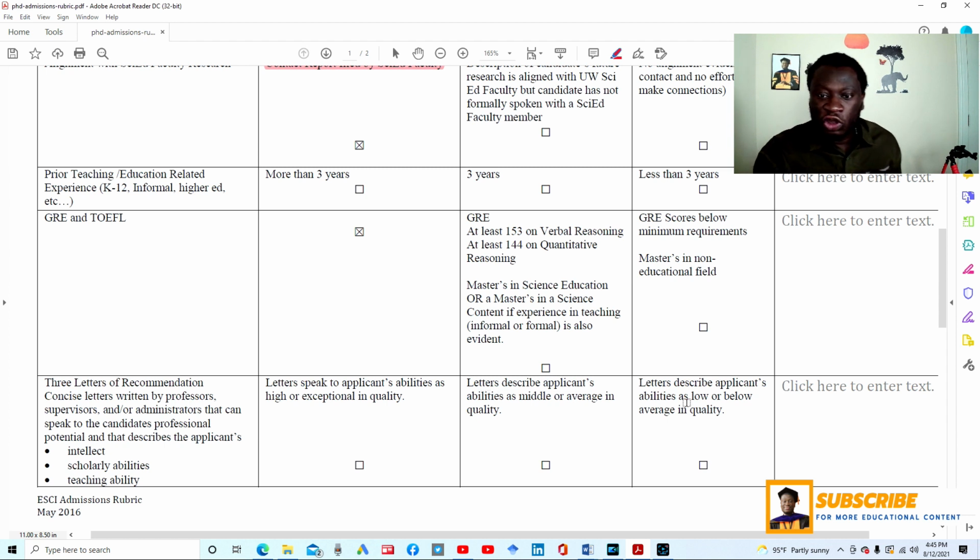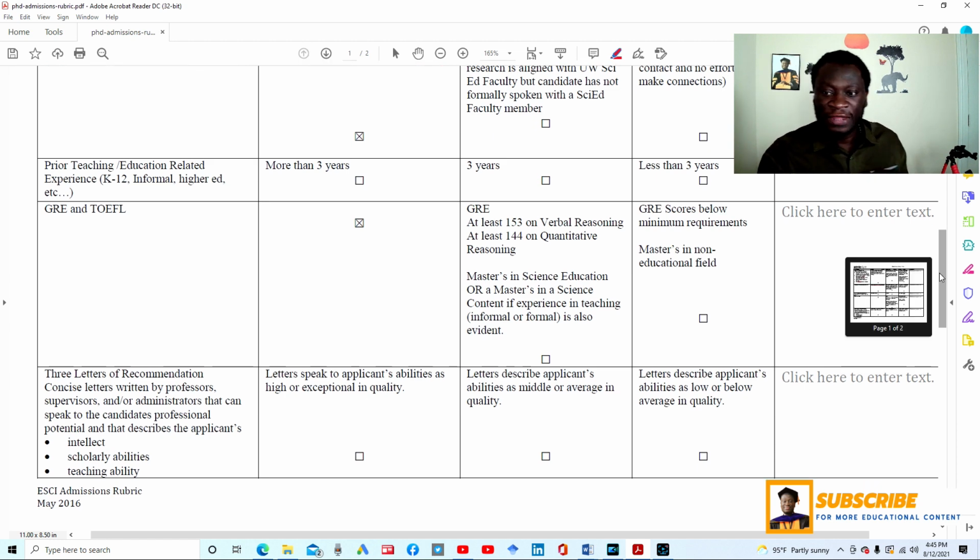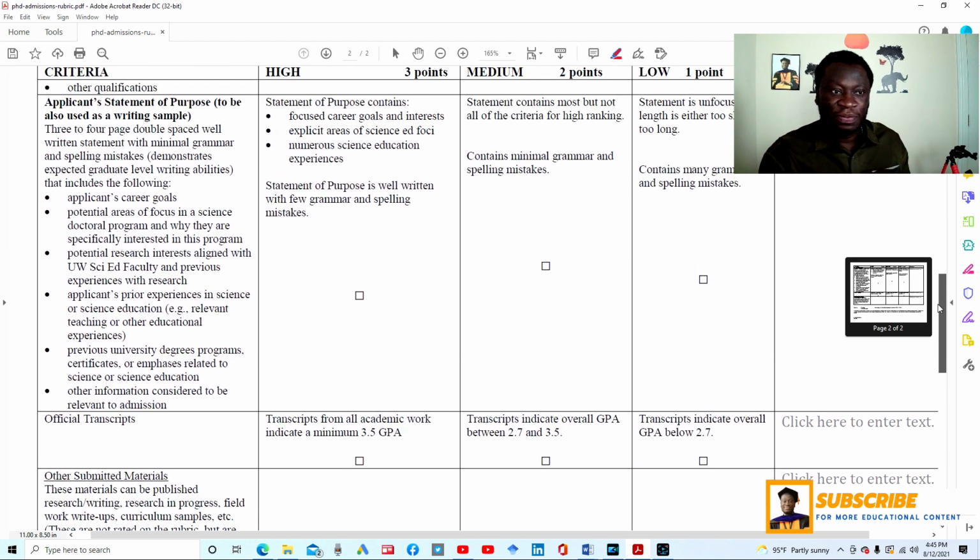If you're going to score low, letters describe applicants' abilities as low or below average in quality. Of course, you should make sure that the people who will be your referees are not people that would talk down on your abilities. That's important. They should be able to speak highly of your ability. All right, let's move to the last part of this.